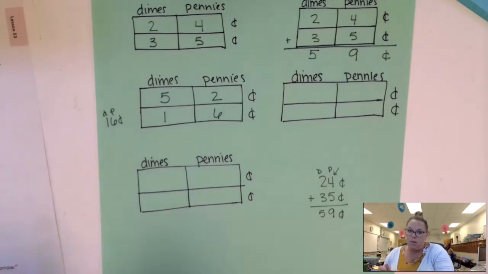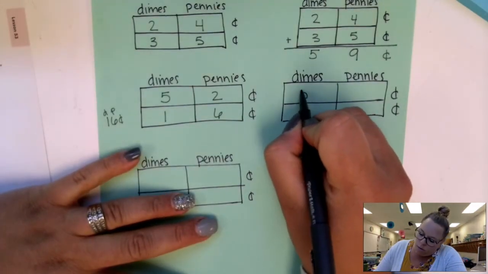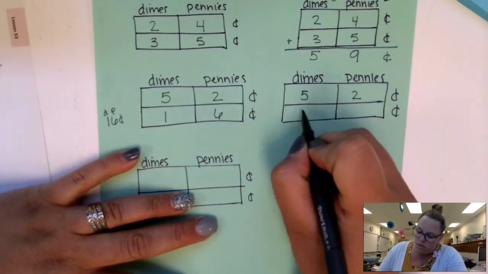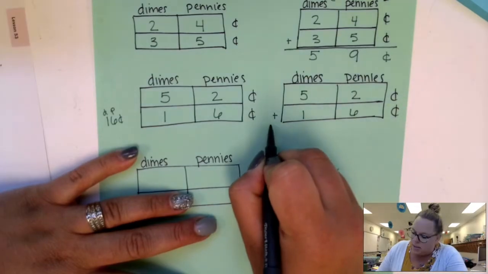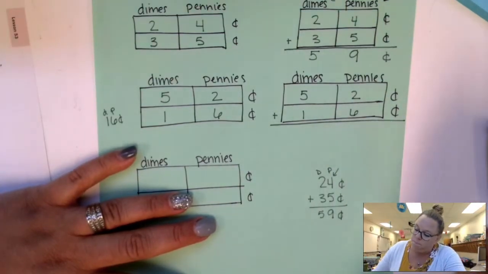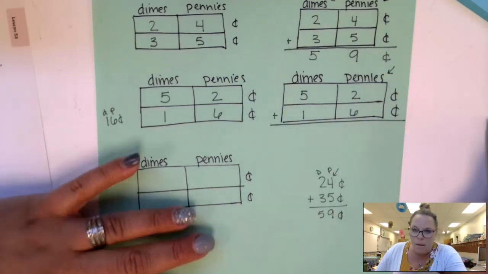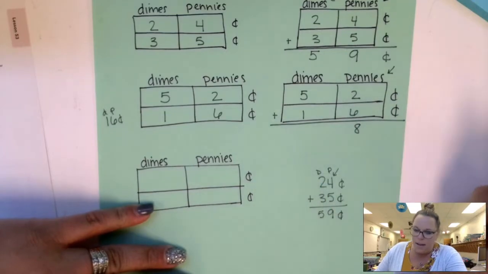So now what I want to do is figure out how many total dimes we would have if we mixed them all together and how many pennies we would have if we mixed them together. So I'm going to rewrite it. 52 cents plus 16 cents. Put my equal sign. This long line here is my equal sign. And then remember, I'm going to start with my pennies and find out how many total pennies I have. 2 plus 6 is 8.